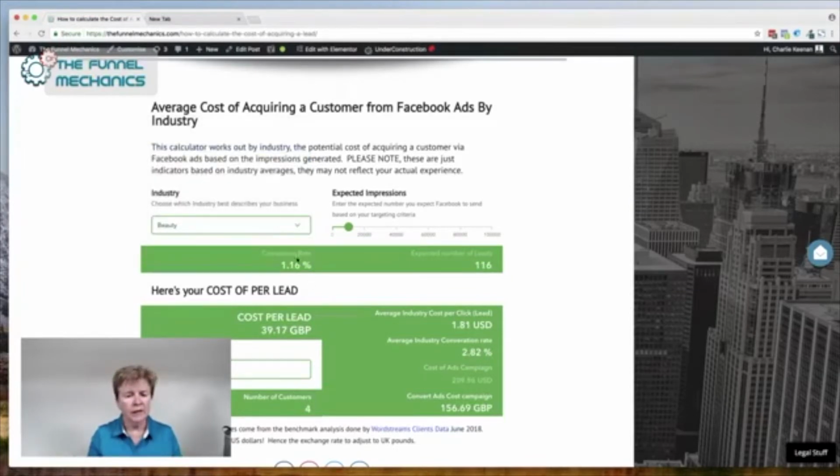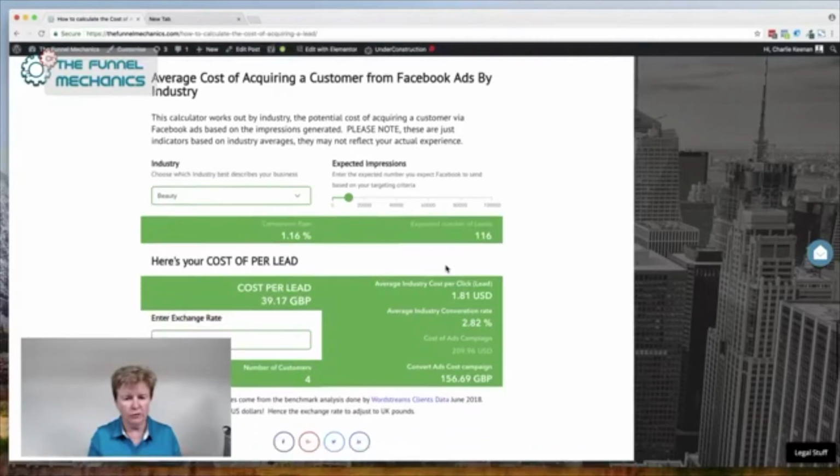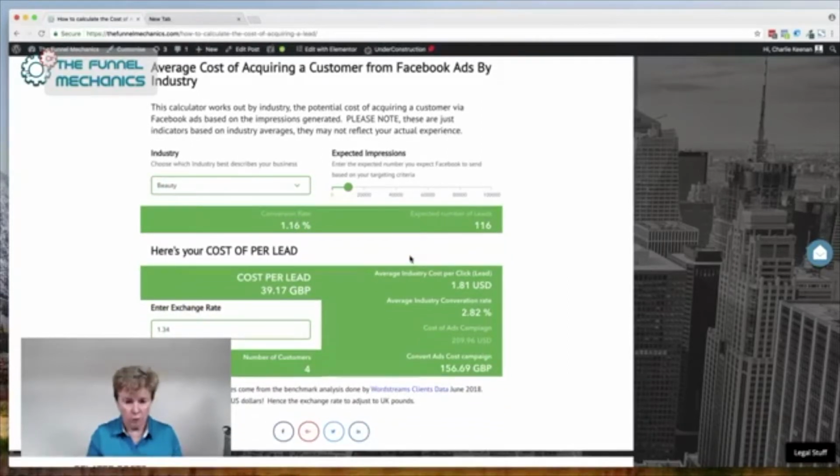So here they have a conversion rate, an average of 1.1. So every 10,000 impressions, you will get 116 leads come through, which is quite good. If you can convert a percentage of that, that's what's going to do. And that's why we go and have a look at the industry conversion.